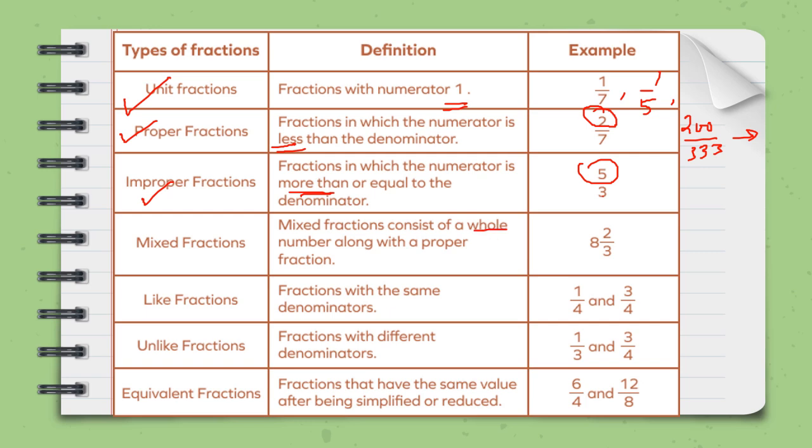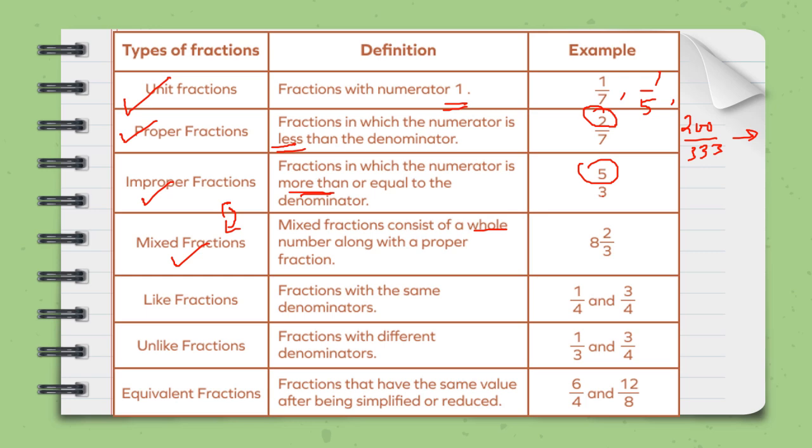And what is a mixed fraction? A mixed fraction consists of a whole number along with a proper fraction, so along with a fraction where the numerator is less than the denominator. Okay, there will always be conversions between these two, so you have to remember that. There will always be conversions between mixed fractions and improper fractions.